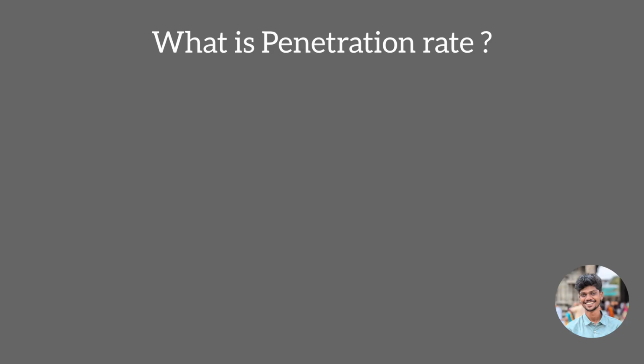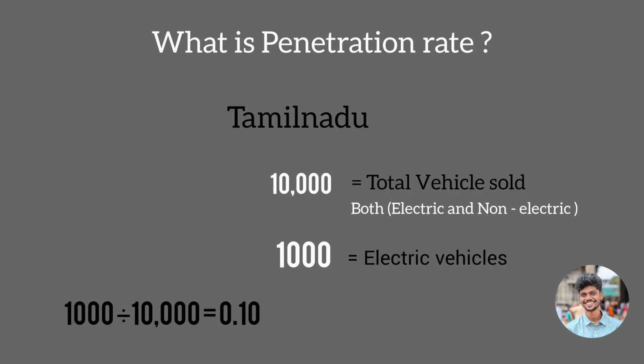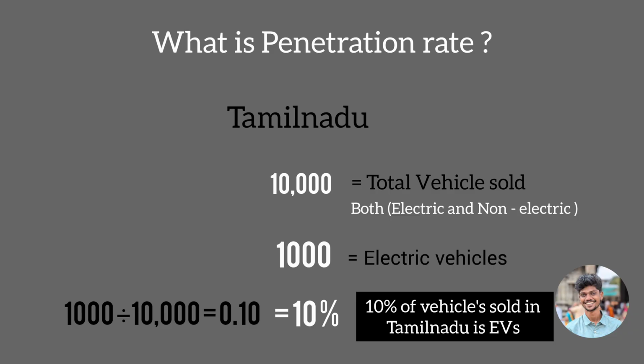Let's understand what is penetration rate in a very simple way. Imagine in one state, 10,000 vehicles were sold in total, and out of that, 1,000 were electric vehicles. So the penetration rate is 1,000 divided by 10,000 equals 0.10. That's 10%. This means 10% of the total vehicles sold in that state were EVs. And that's actually the adoption rate of electric vehicles. Not just how many were sold, but how deep they are penetrating the market.